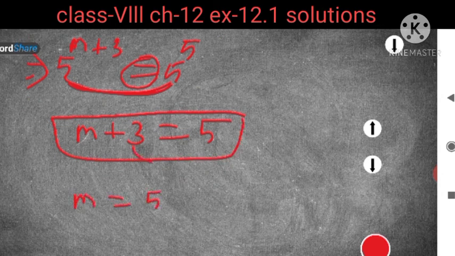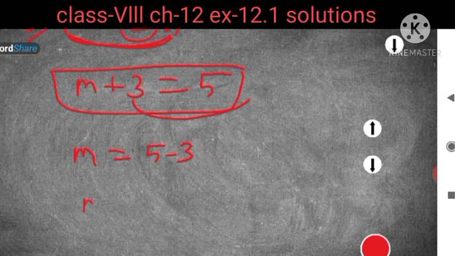Now 3, if you transpose it to the right hand side, this plus will become minus, isn't it? So m is equal to 5 minus 3. 5 minus 3 means what? 2, isn't it? So m is equal to 2. So what is the value of m? The value of m is 2.